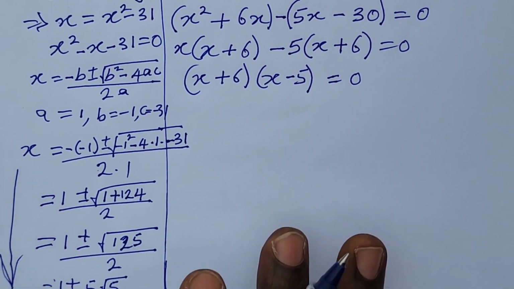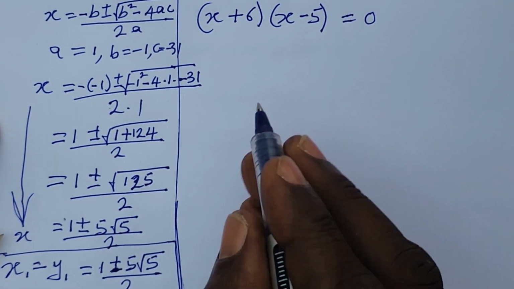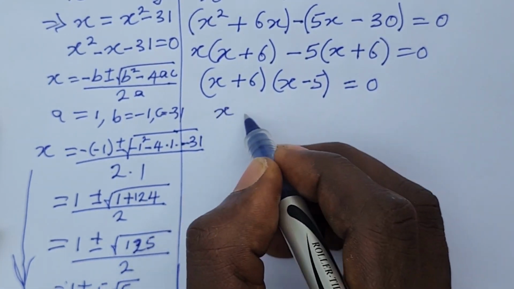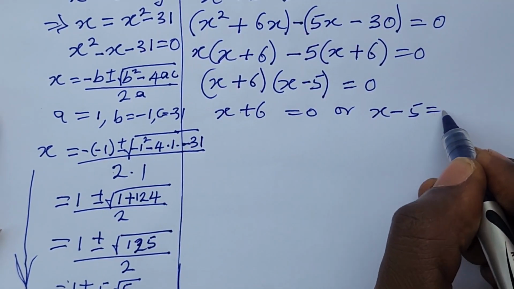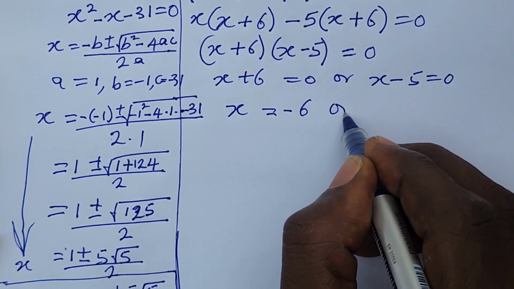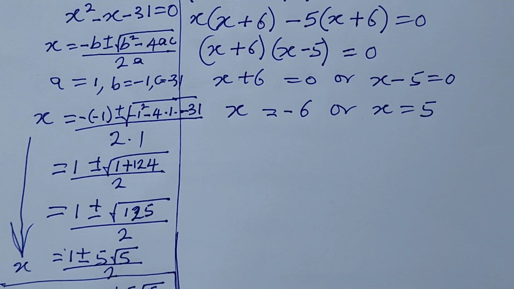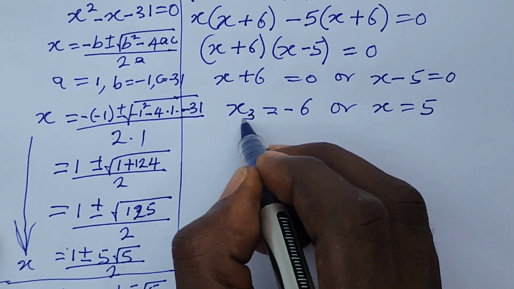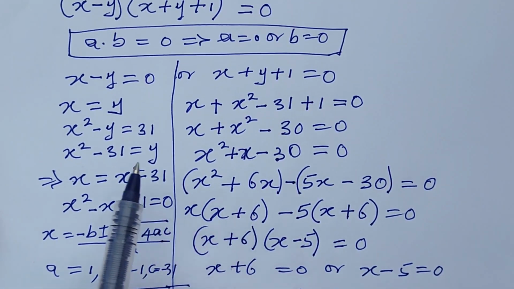Again, remember the zero product rule, which we'll look at another time. So if we apply this zero product rule again, we're going to have x plus 6 equal to 0, or x minus 5 equal to 0. So we have x is equal to minus 6, or x is equal to positive 5. From here, we look for the value that will correspond to our x. This is our x3, this is our x4. So look for the value of y3 and y4 that will correspond to this from this equation here.